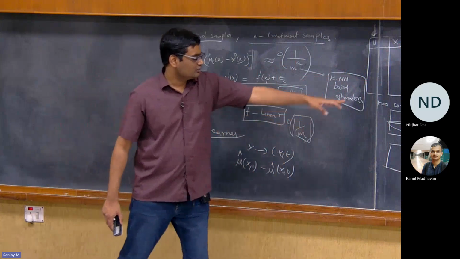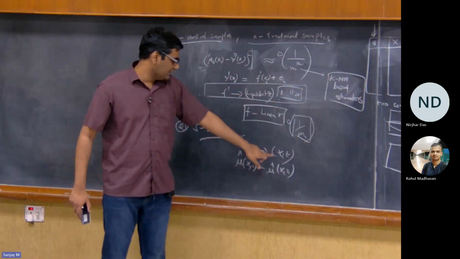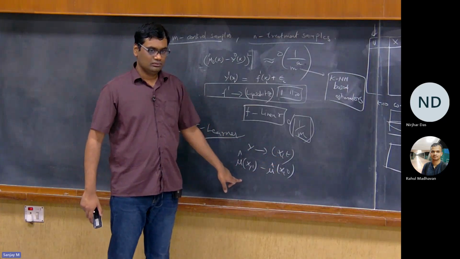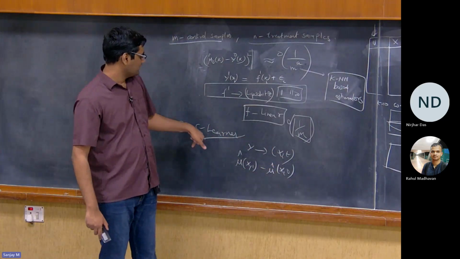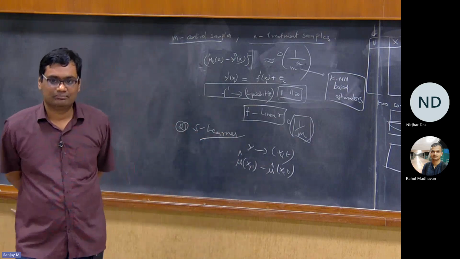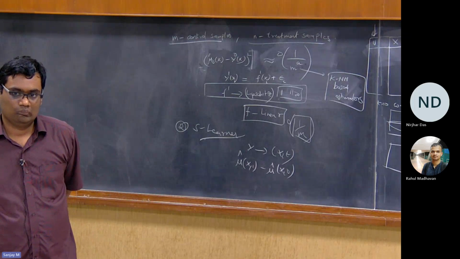The S-learner is, instead of two different regressors, you can just directly regress on X, T. What does S stand for? I don't know why it is called S-learner. I have to go look at the paper, but it's called S-learner. It is learning one form.